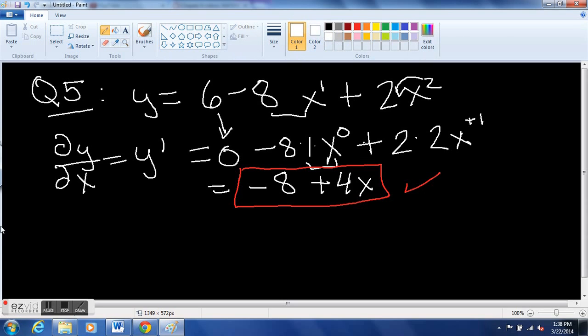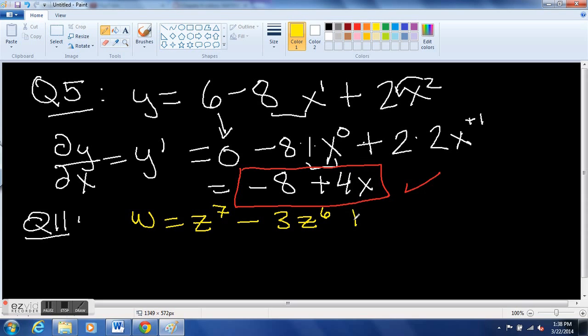Here's question number 11. We have, I'll write in yellow so you can see it better. W equals z to the 7th minus 3z to the 6th plus 13. So the derivative of this, you could think of that either as dy, the derivative of y in terms of z, or, because we have y's and z's, or y prime, or w prime. I said y before, that's a w. So same thing, even though it's a z, it doesn't matter.